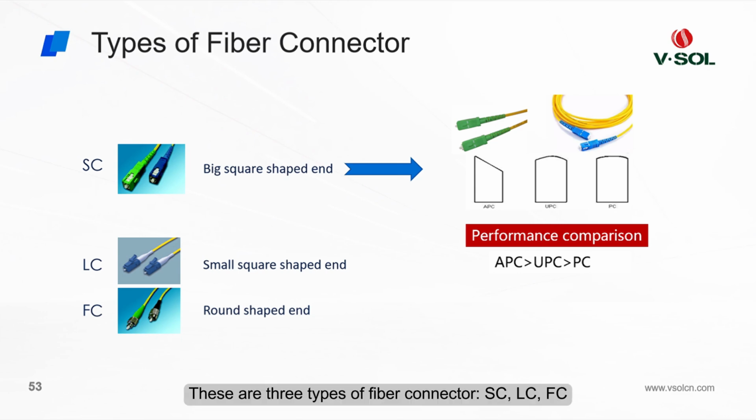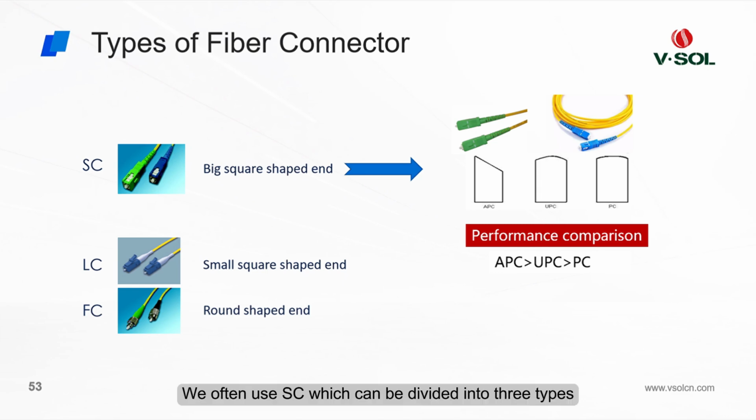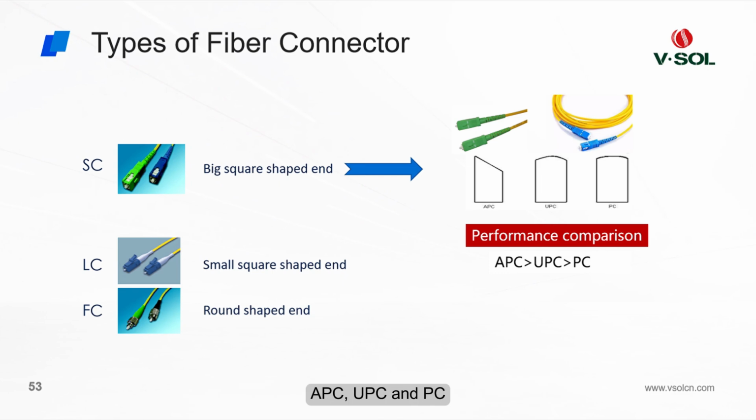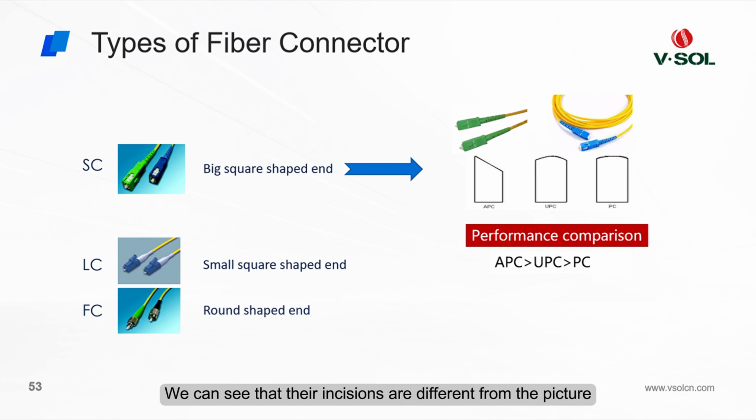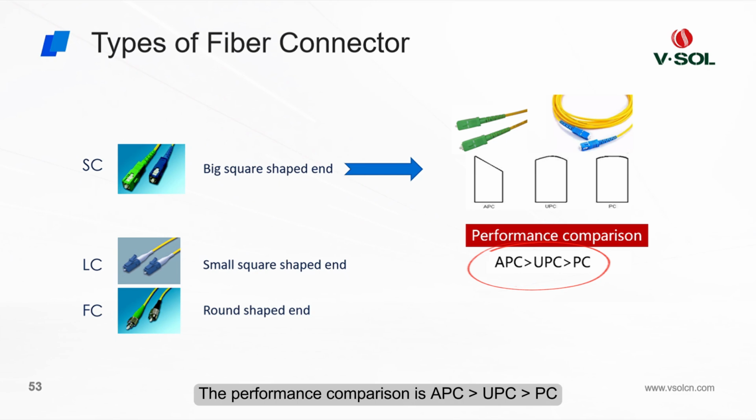These are 3 types of fiber connector: SC, LC, FC. Their model is shown in the figure. We often use SC, which can be divided into 3 types: APC, UPC, and PC. We can see that their incisions are different from the picture. The performance comparison is APC better than UPC, and UPC better than PC.